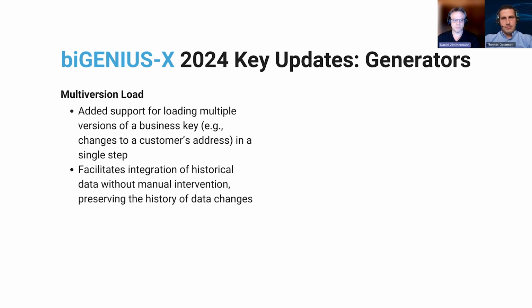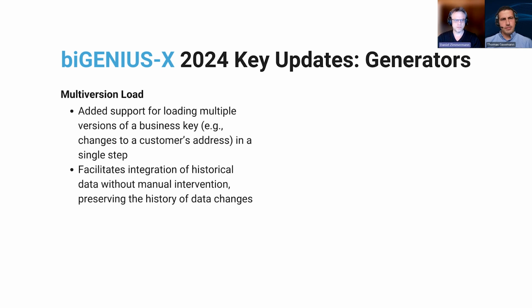For example, you have a customer and the customer address has changed at one point in time, and you have this in your source or in your data store or whatever. With a multiversion load, you can integrate multiple of these facts into your core or into your data mart in one load. What we do here is go into the source, look at what the different versions are, and load these versions into the core in one step.